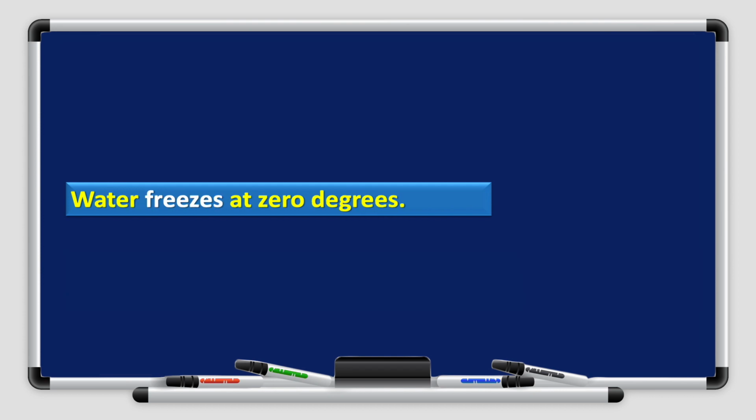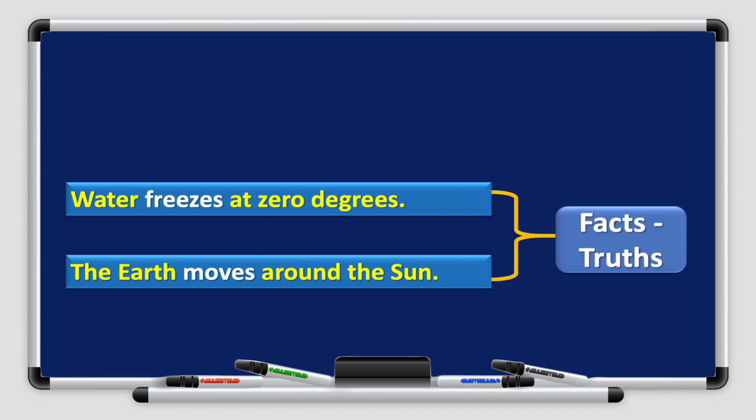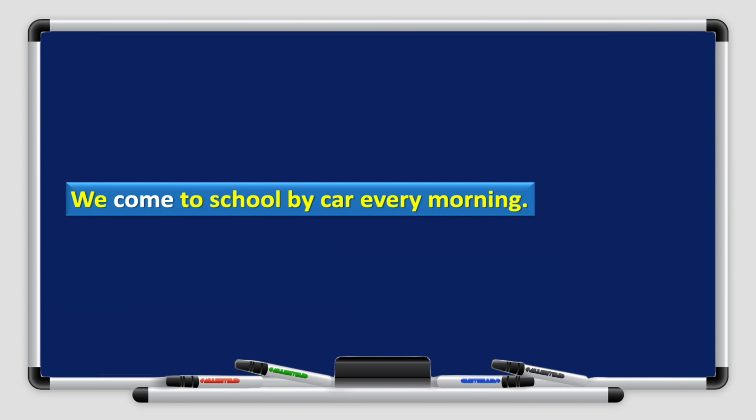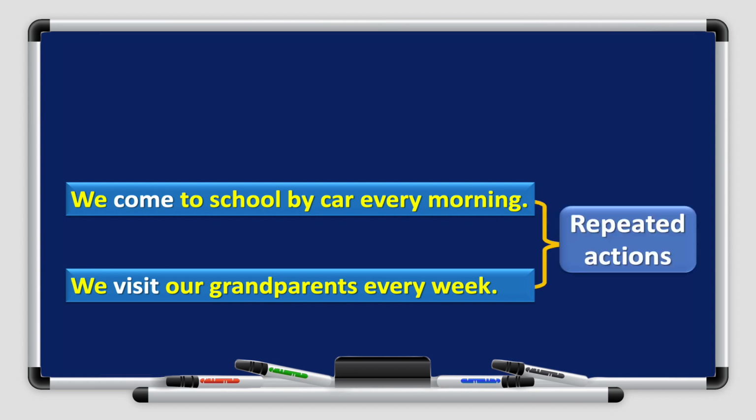Water freezes at 0 degrees. The earth moves around the sun. These are facts and truths. So you will use the present simple tense when expressing facts and truths. We come to school by car every morning. We visit our grandparents every week. So these are repeated actions. You do them regularly. Again, you're going to use the present simple tense for repeated actions.